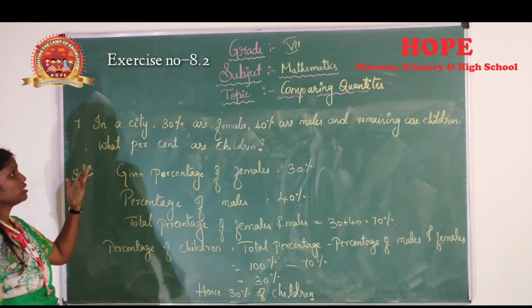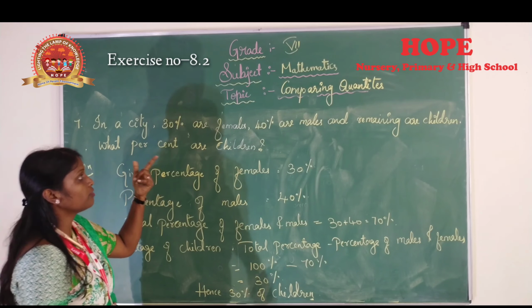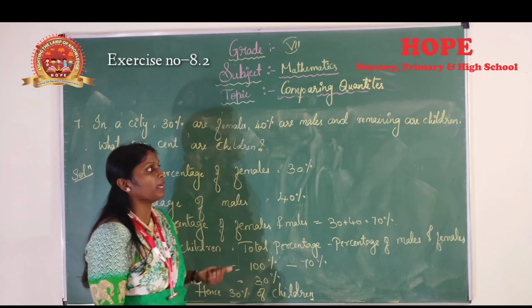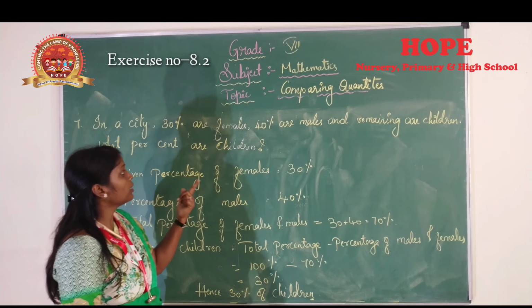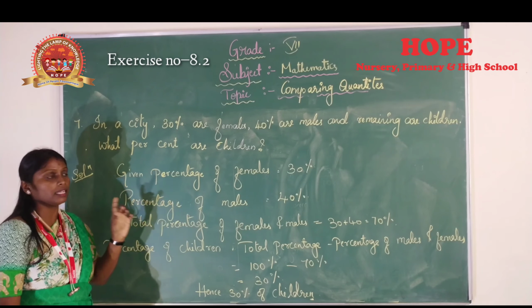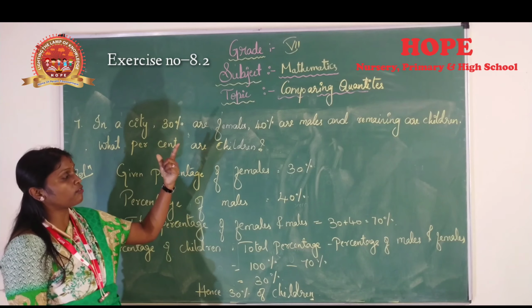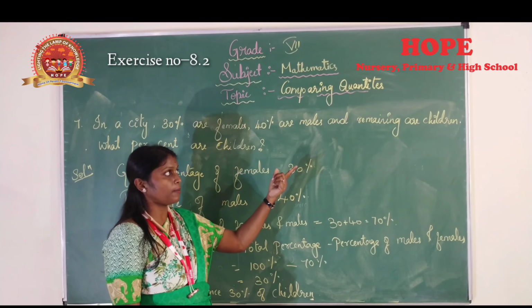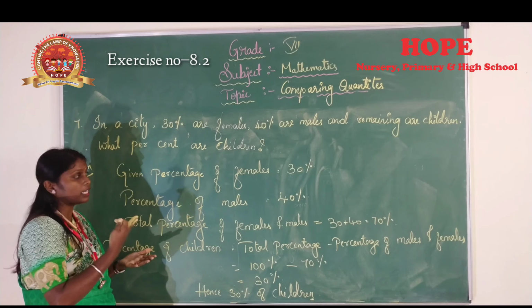Okay, the seventh question is a statement problem for us. In a city, 30% are females, 40% are males, and the remaining are children. What percent are children? So we have to find out what percentage of children there are in the city. They have given us 30% are females and 40% are males. So the remaining percent will be the amount of children in that city.